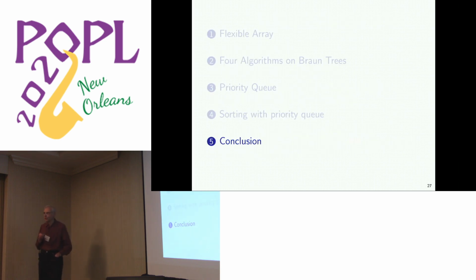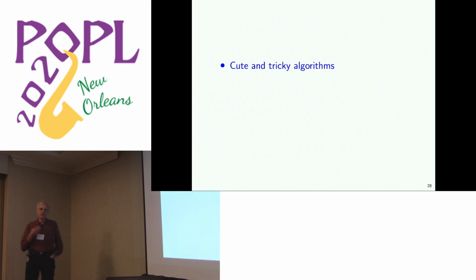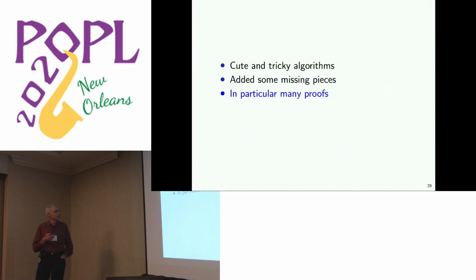So what's the conclusion of all of this? There are lots of cute and tricky algorithms on Braun trees, and we added some of the missing pieces, both in terms of code and in terms of proofs, and in particular the proofs because they were somewhat lacking in the literature. And that brings me to the end.